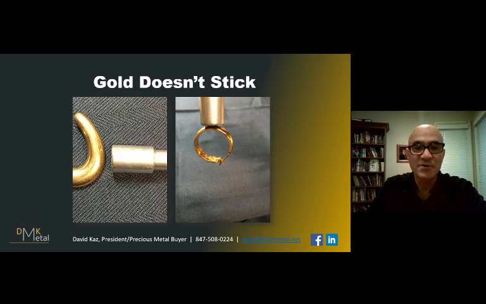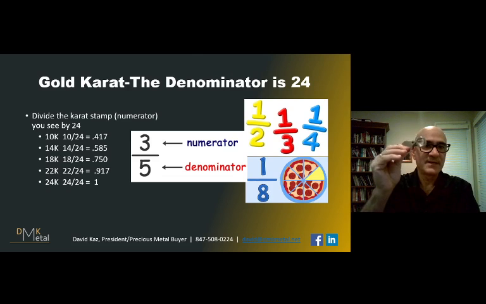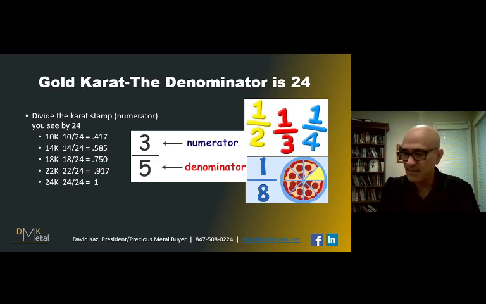Now these are two earrings. The one on the left does not stick to the magnet. The one on the right clearly sticks to the magnet, and the one on the right is gold plated. Now the next thing you want to do is get yourself a powerful magnifying glass or loupe, and I will explain exactly what we're looking for.